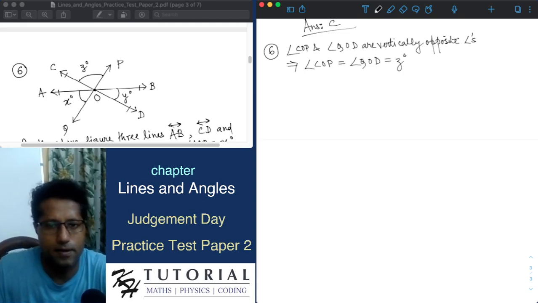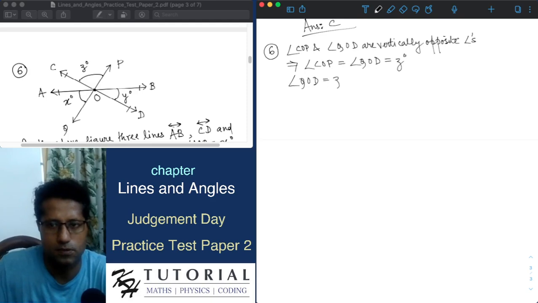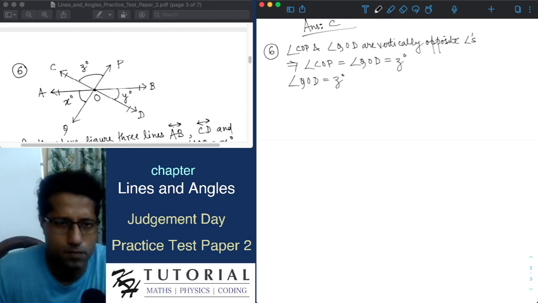So we get that it is asking about the angle Z. This is asking about the angle Z. So angle QOD. We have found that angle QOD is equal to Z.